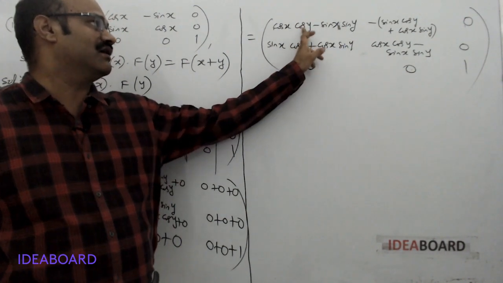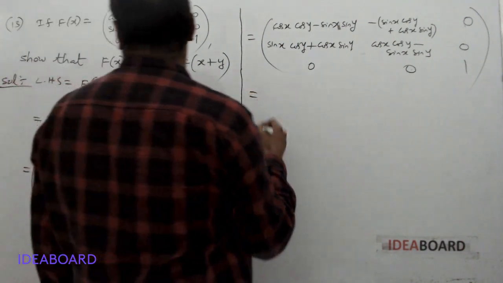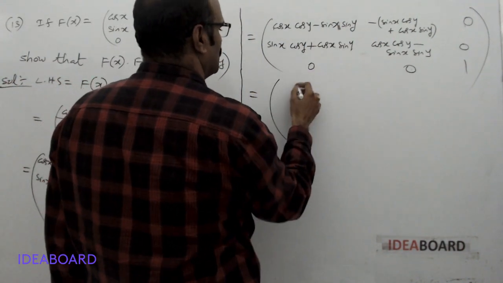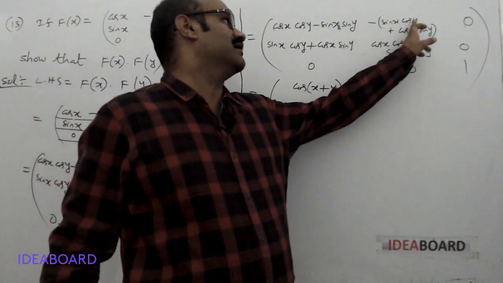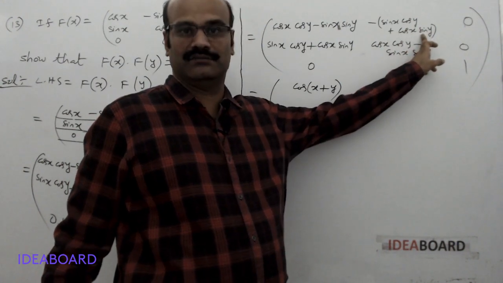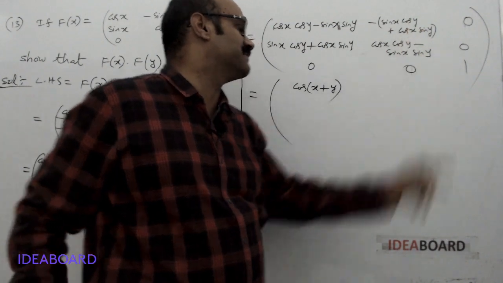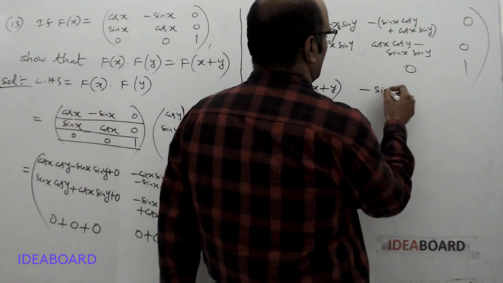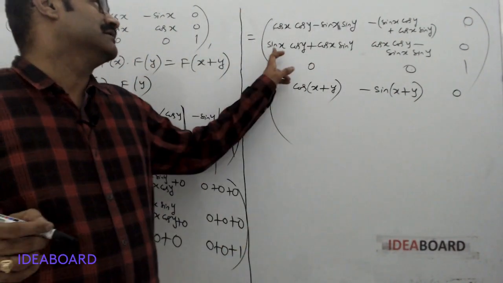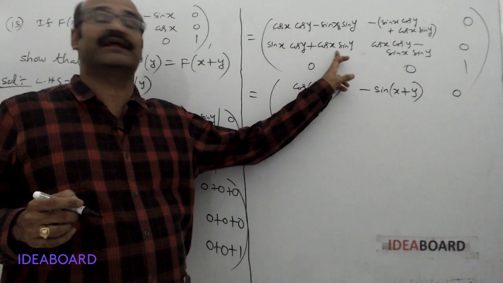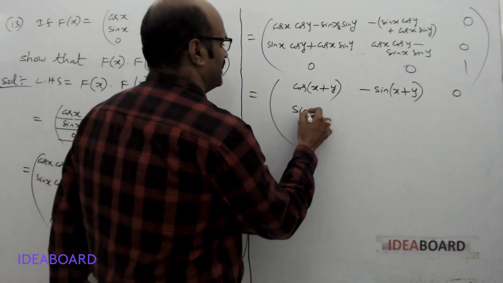We know that cos A cos B minus sin A sin B is always equal to cos of A plus B. So we are getting this equal to cos of x plus y. Now, sin A cos B plus cos A sin B is in the form of sin of A plus B. So sin of x plus y, minus sin of x plus y, 0. Sin A cos B plus cos A sin B is equal to sin of A plus B, sin of x plus y.